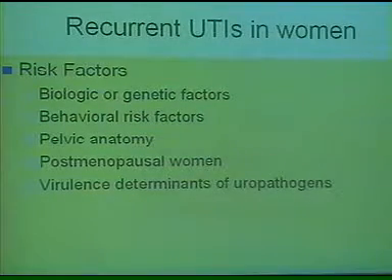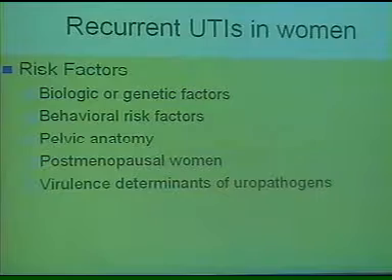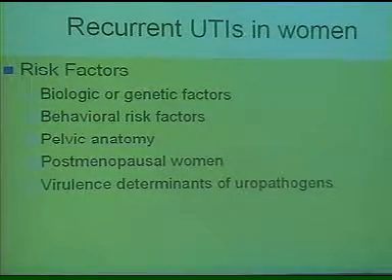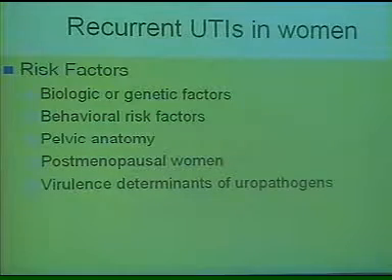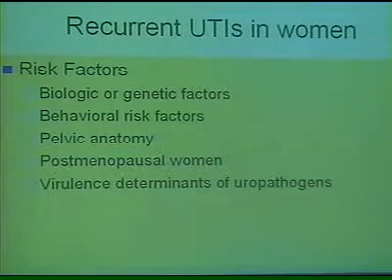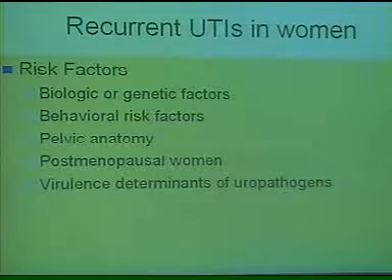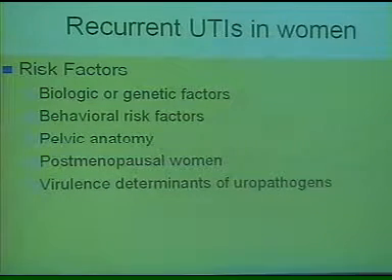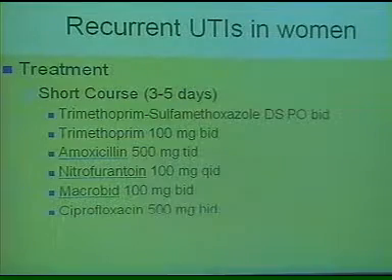Behavioral risk factors include frequency of sexual intercourse, voiding pattern, and pelvic anatomy. Some females have a shorter distance between the urethra and the anus. They are more prone to UTIs. Postmenopausal women, as the atrophic vagina can harbor uropathogens, and virulence determinants of uropathogens. For example, E. coli with P fimbriae causes more UTIs.